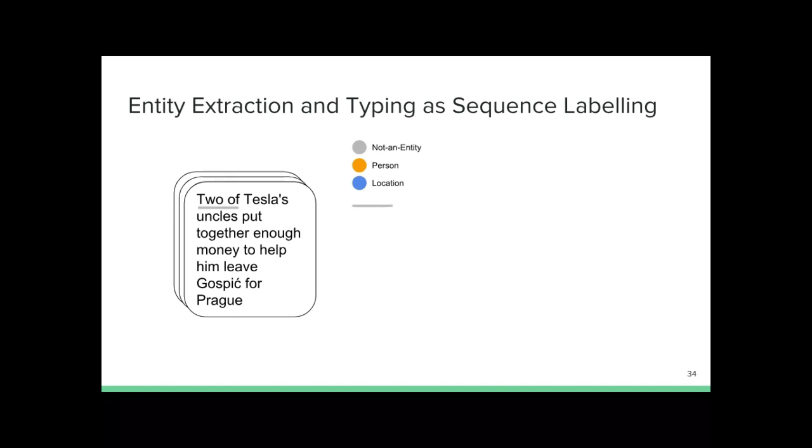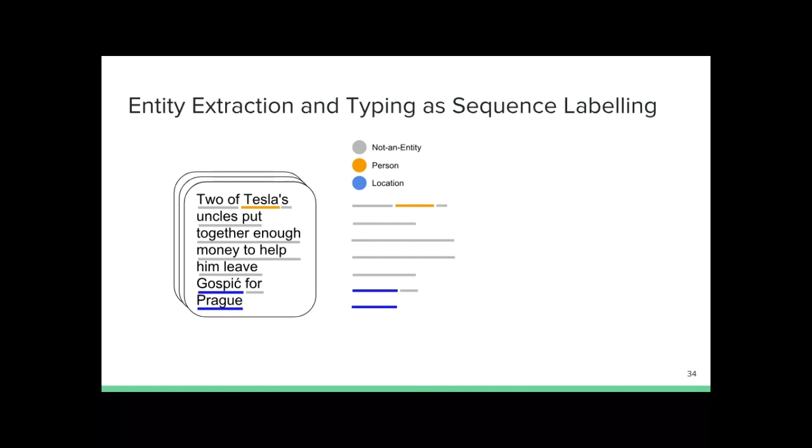All right, so in particular, we're going to label "two of" as nothing, or not an entity. We're going to label Tesla as a person. We're going to label "uncles put together enough money to help" again as nothing. And then Gospage and Prague as locations. So that's the high-level goal of sequence labeling. And that's a task that doesn't just appear for named entity recognition. It appears actually for a lot of tasks within NLP and outside of it. So knowing about sequence labeling is certainly something that you'll find useful for a lot of things.